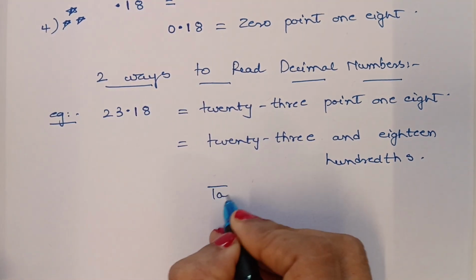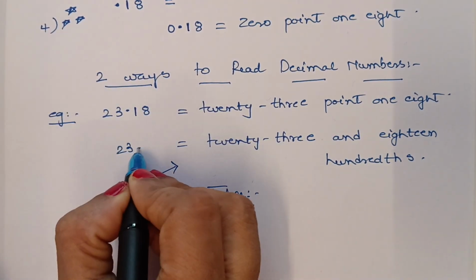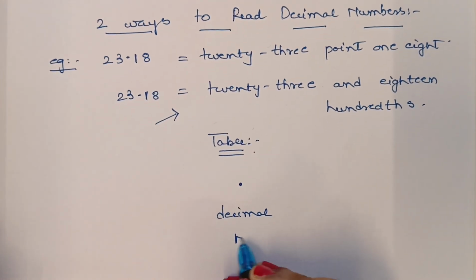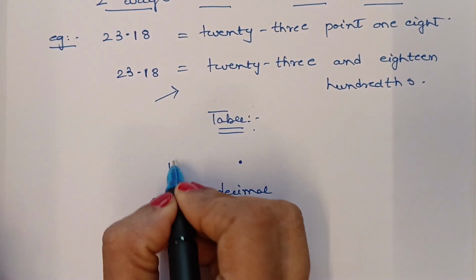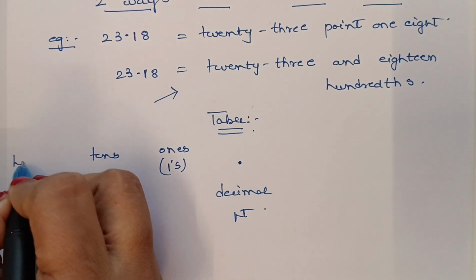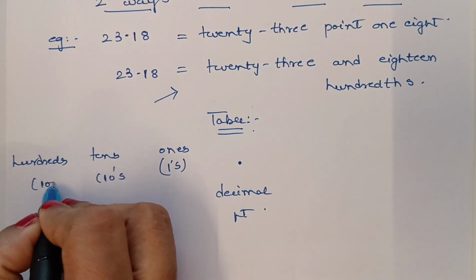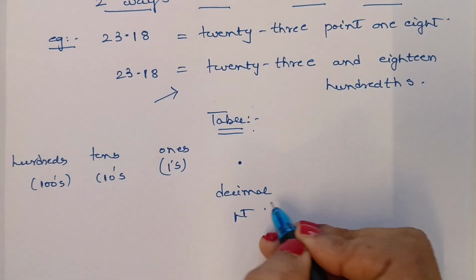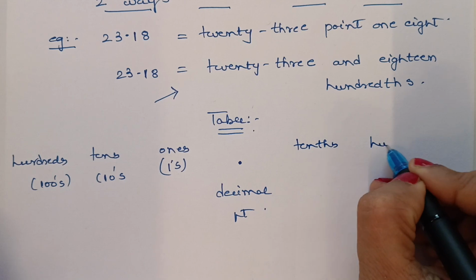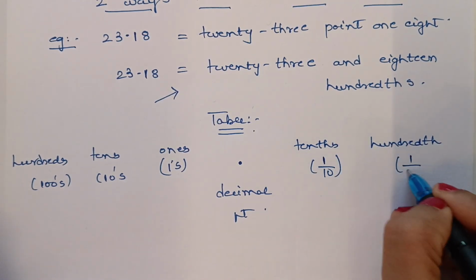Now let's see how. I'll show you the table for this second way of reading. What is this? Decimal point, correct? This is called the decimal point. What about this? Ones. Then tens, and this is hundreds. Now when you move towards the right side of the decimal point, what are you going to write? Tenth, hundredth, and so on, thousandth. So this is 1 by 10th, 1 by 100.